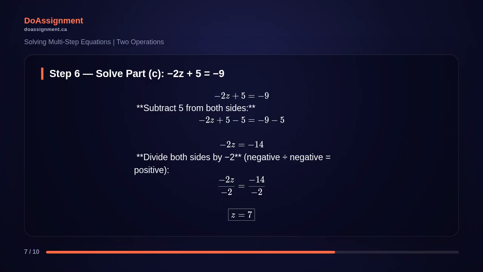For part C, we start with negative 2z plus 5 equals negative 9. Subtract 5 from both sides to get negative 2z equals negative 14. Then divide both sides by negative 2. A negative divided by a negative is positive, so z equals 7.